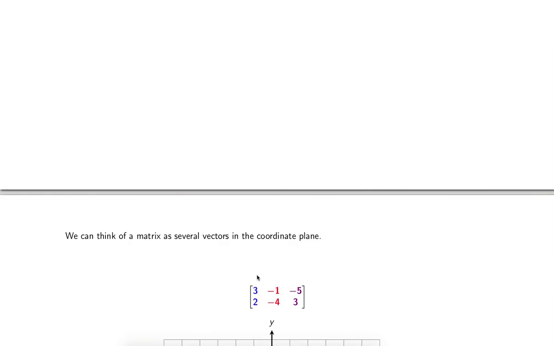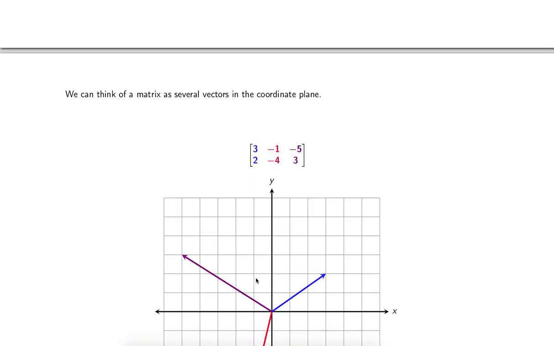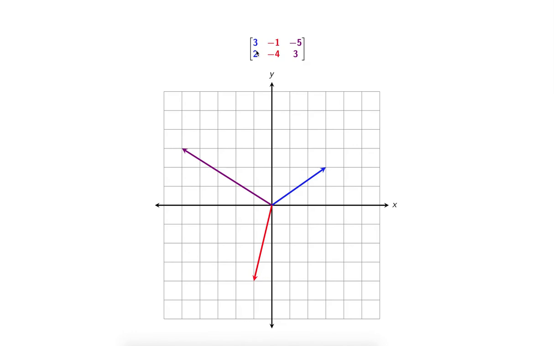So we can think of a matrix as several vectors in the coordinate plane. So here we have the matrix 3, -1, -5, 2, -4, 3. And if we look at the columns of the matrix, we can form vectors in the coordinate plane. So for instance, we have the vector 3, 2, which is this blue vector. We have the vector -1, -4, which is this red vector. We have the vector -5, 3, which is this purple vector.